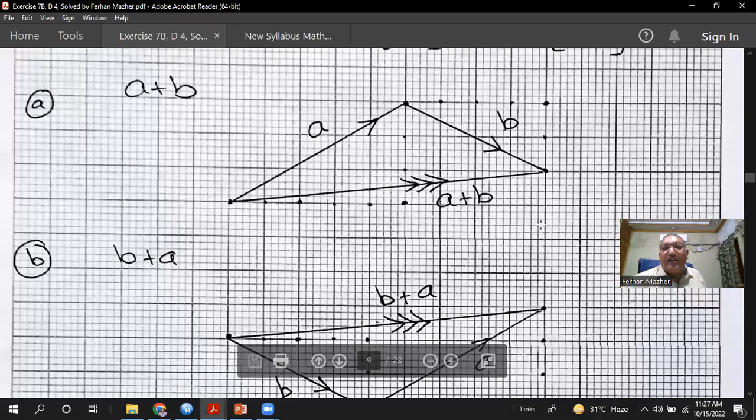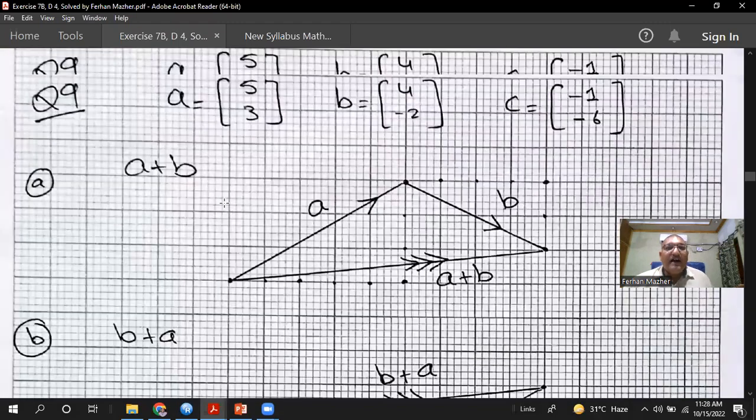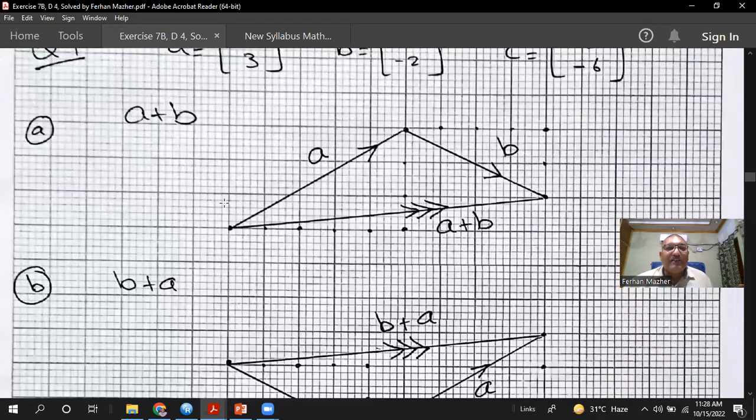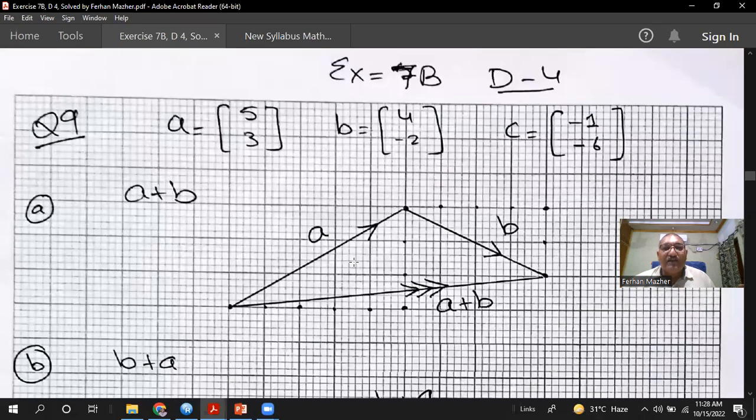Then the question is to find B plus A. You can start from anywhere. For example, I started from here. First of all, I will move the B, that's 4, minus 2. 1, 2, 3, 4, 1, 2. So that is the B. Join these 2 points. That will be the B. Then I will have to draw the A. The A is 5, 3.